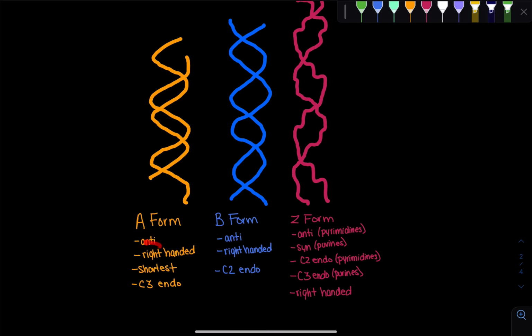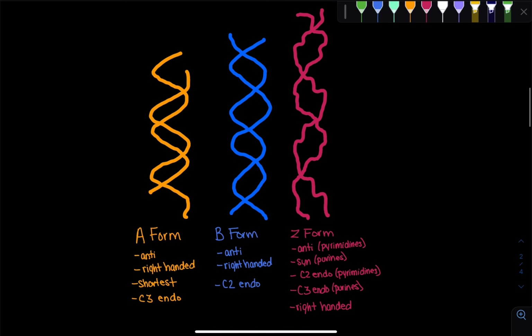Now, the A and B form are both right-handed, which means the turns happening in the A and B form are right-handed. And when we talk about the deoxyribose sugar, they differ in their positioning. Here we can see that in the A form, we have a C3 endo positioning, and in the B form, we have a C2 endo positioning. That's what actually results in the difference in the length of these two forms.